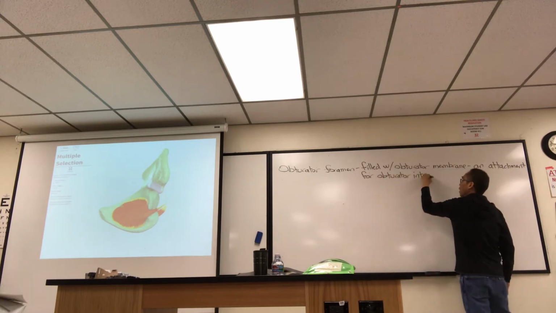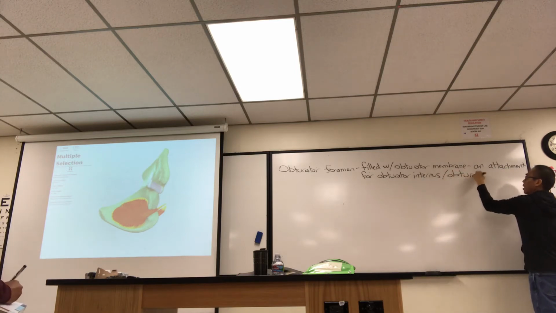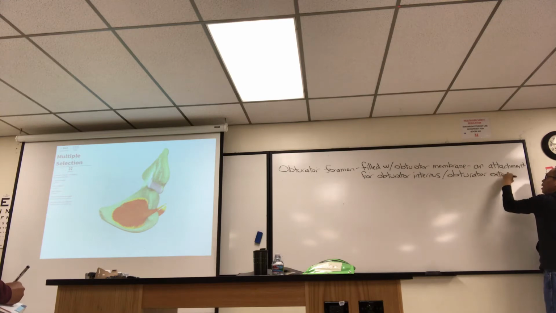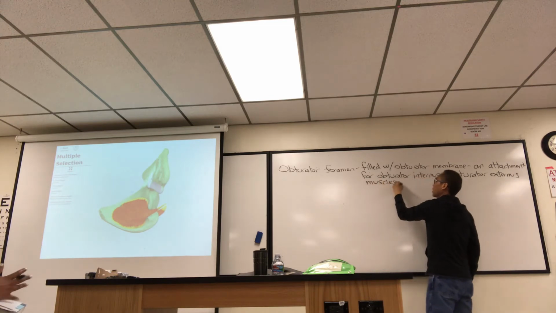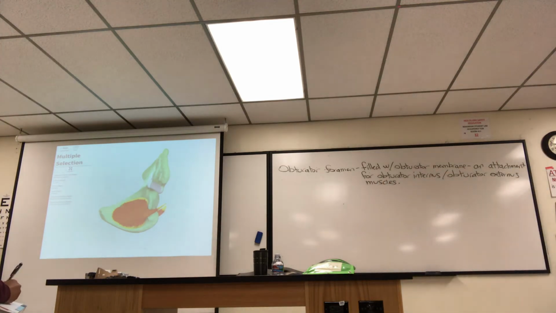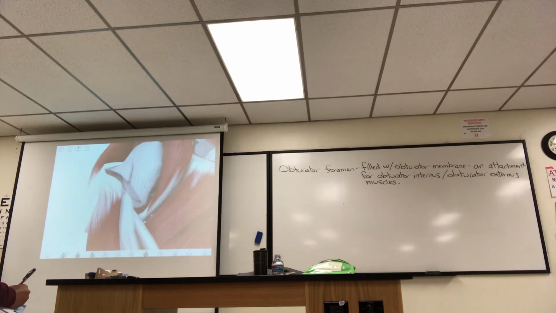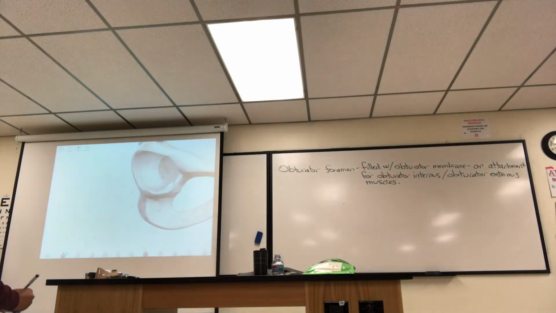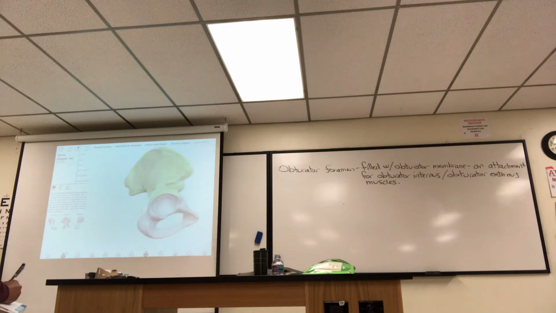Obturator internus, obturator externus muscles. Okay, exit, and let me get rid of that. All the connective tissues, turn all the muscles off. We'll go back to just the stripped down hip bone. All right, so we've got acetabulum, we got obturator foramen, and the membrane. That's just the ilium right there.